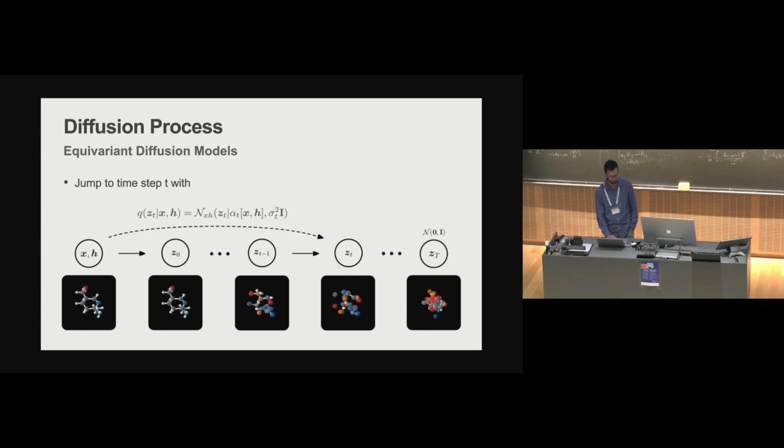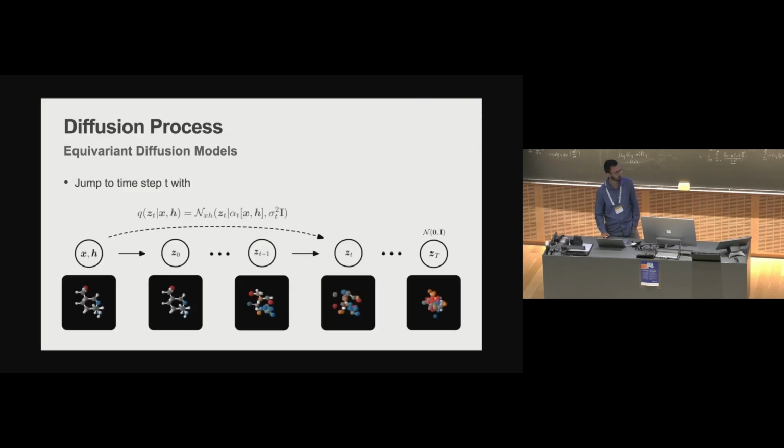So given a sample from our data set, when we want to sample a diffused representation, we can sample any intermediate time step. This is not the case at denoising. We're going to go step by step at denoising, but at diffusing, we can sample any intermediate representation, and this is going to be very useful at training. But this is a property of diffusion models, thus it's not specific to molecules.